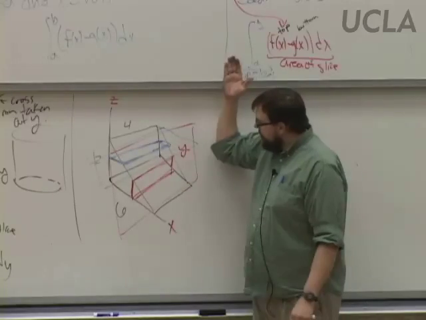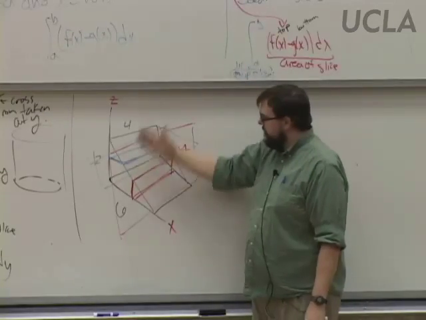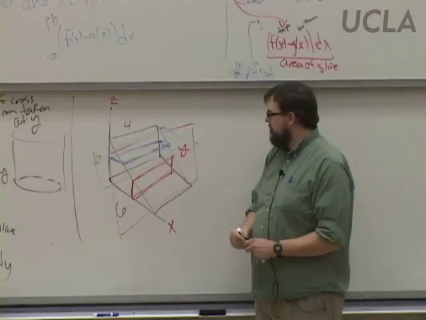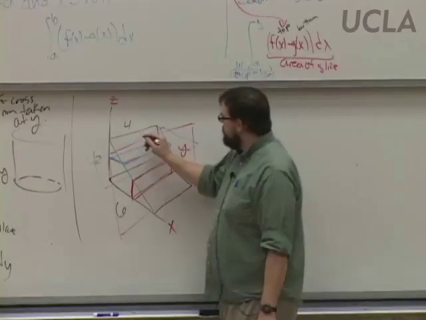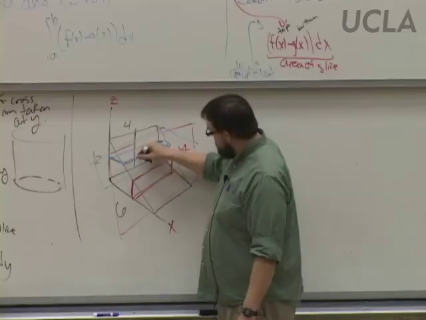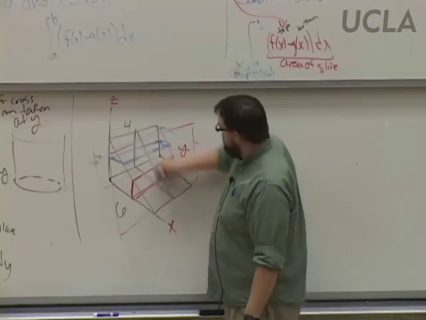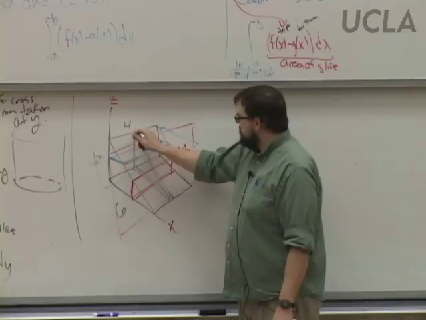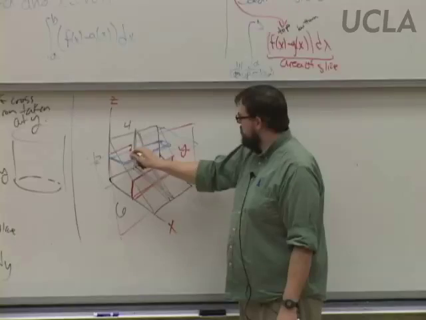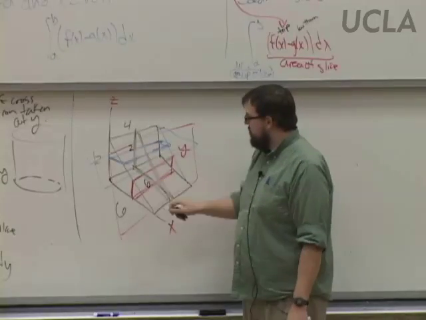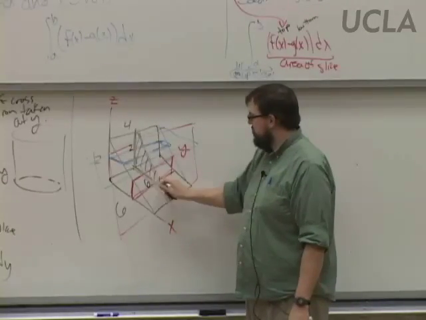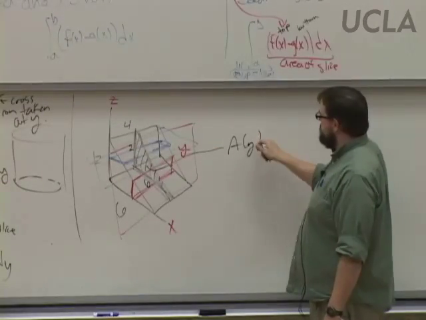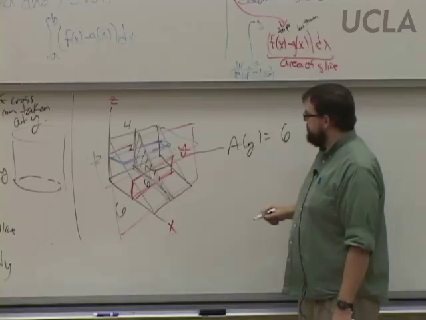Well, what if I take a cross-section with respect to y? What do I get? If I take a cross-section with respect to y, I'm always going to get the exact same shape. I'm always going to get a triangle which has length 2 here and length 6 here. What's the area of this cross-section? Yeah, the area of this cross-section with respect to y is 6.